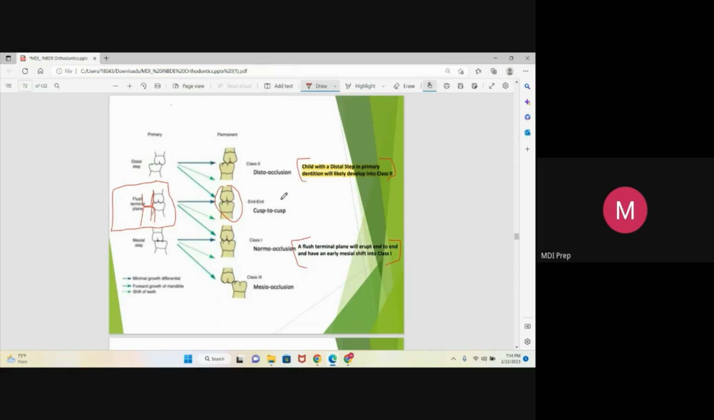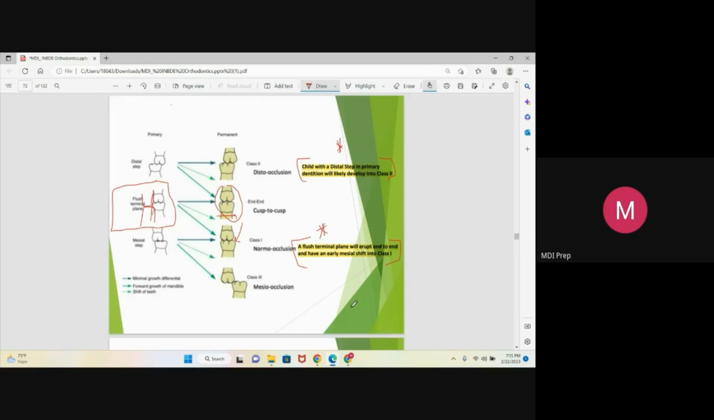Because nothing's really resisting that late forward growth of the mandible, more often than not a flush terminal plane is going to erupt end to end, but then it's going to have that early mesial shift into a class 1 occlusion. So this is going to slip forward because nothing's resisting that forward growth of the mandible, and we're going to end up here in a class 1 relationship. Again, the two key takeaways are that a distal step in the primary dentition will likely develop into a class 2 relationship, whereas a flush terminal plane, although it erupts end to end, will have an early mesial shift into that class 1 relationship.